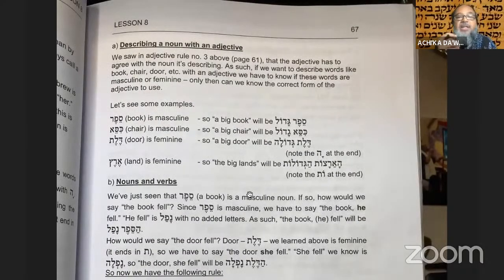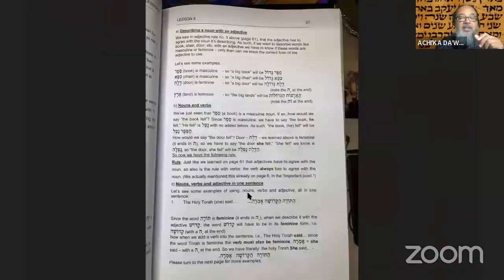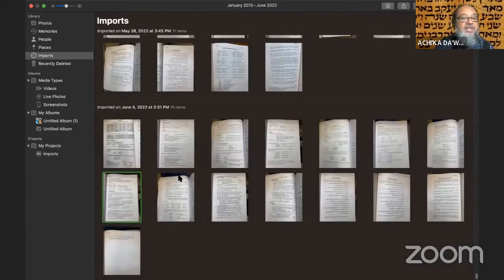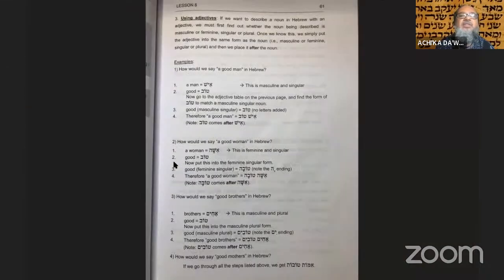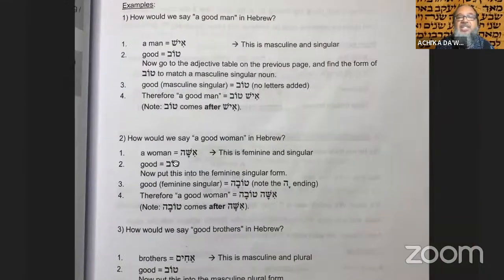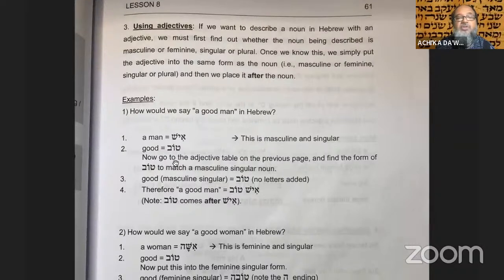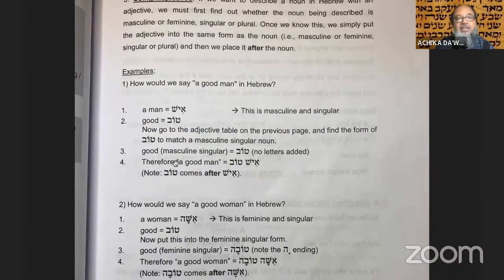So describing a noun with an adjective, we saw this in rule number 3 on page 61, that an adjective has to agree, it has to match, okay, with the noun it's describing. I don't know if you guys remember that, but on page 61, using adjectives, okay? When you use an adjective, it has to match. So let's look at these examples.